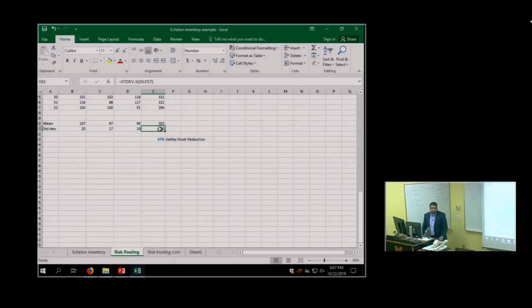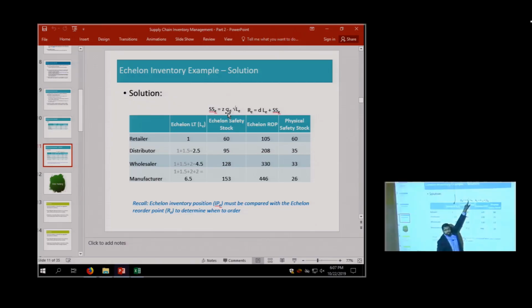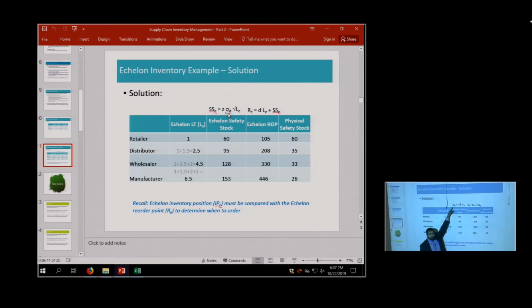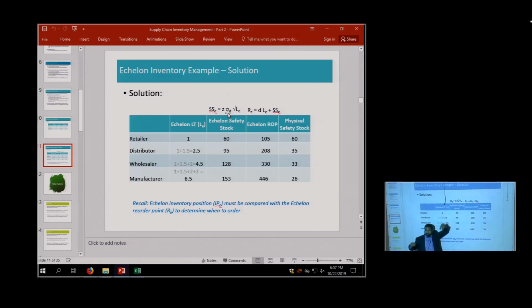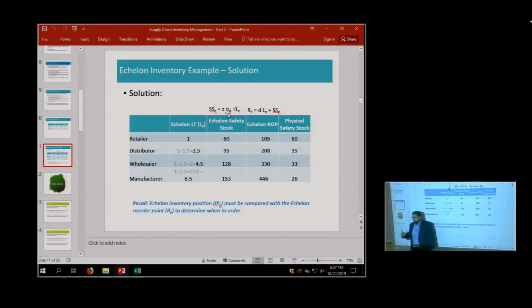Okay? It's not 57. So there's a 47% reduction in the demand variability by adding demand across 3 regions. Okay? And if we go back to our safety stock formula, if this sigma d falls by 40%, the safety stock falls by what? 40%. It's directly proportional, right? So whenever your standard deviation is going to fall, safety stock is going to fall by the same amount, right?